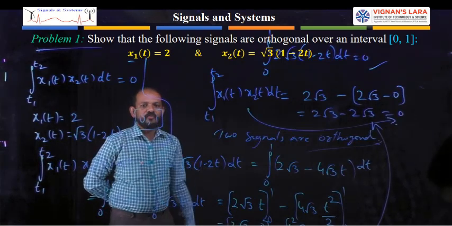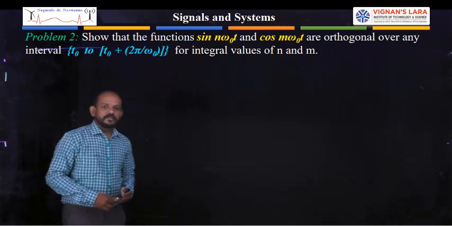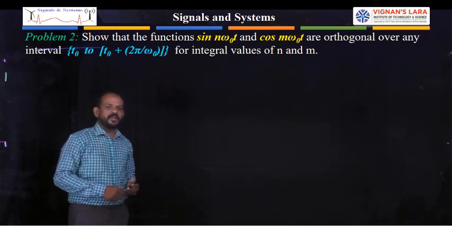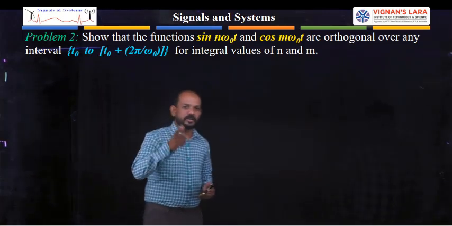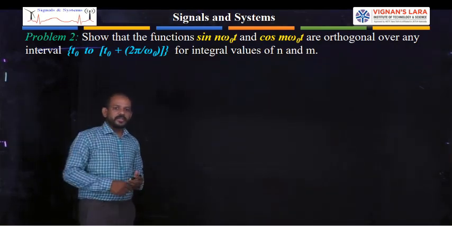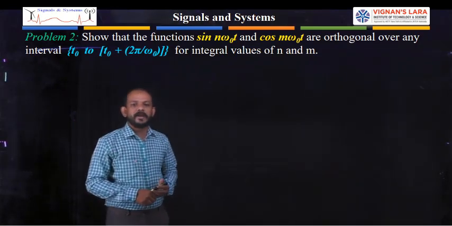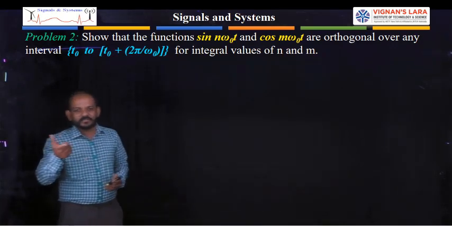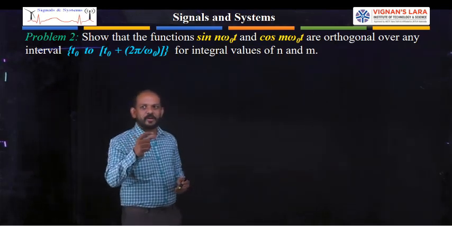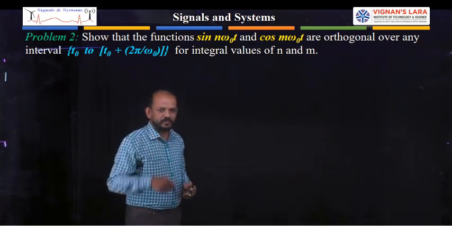So this is our first problem. Okay, move on to the second one. The second problem: they have given the two functions sin(n omega naught t) and cos(m omega naught t), and we have to prove they are orthogonal over the interval t naught to t naught plus 2 pi by omega naught, for integral values of n and m. Here small n and small m are integers, 1, 2, 3, 4 like that.